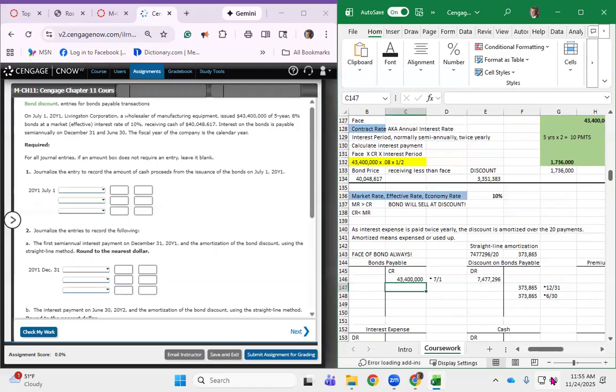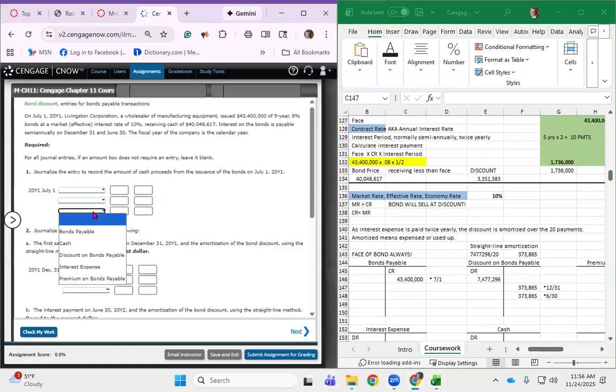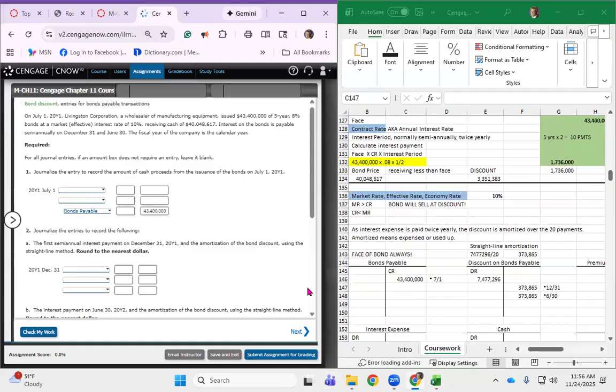It's going to be a credit to bonds payable, because that is now a liability that we owe back, right? Face of bond always. So whatever you put down as your face, that's the amount that goes in bonds payable. And this is happening on July 1st. Okay, there's our first part of our entry. So put that in as your credit, because you're creating this liability from this point on. 43,400,000. Put that in.